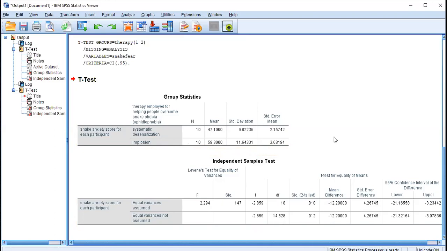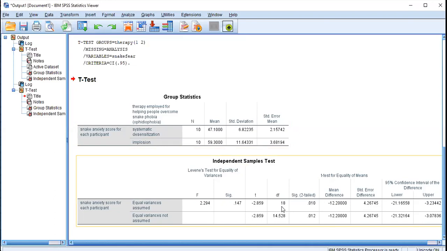the symbol is minus. Had we named implosion as 1 and systematic desensitization as 2, the things would have been reversed. First, we would have been getting the data of implosion, which would have been 59, and then systematic desensitization, where the data would be 47 something. In that case, the value of t would have been 2.859 and not minus 2.859. So just remember that never consider the t value as negative. It's always a neutral one. So my value here is 2.859.